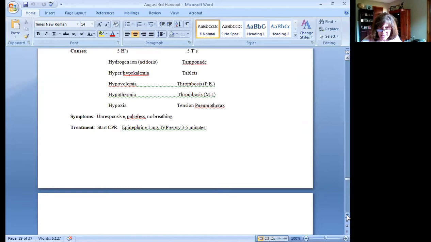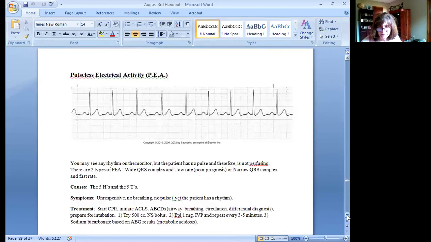Now, PEA, we have a little more hope. And I'll tell you why. Because they've got a rhythm, but they have no pulse. It could be a narrow complex rhythm or a wide complex rhythm. It could be faster or slower.